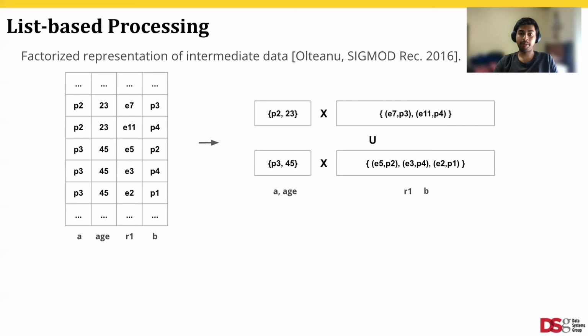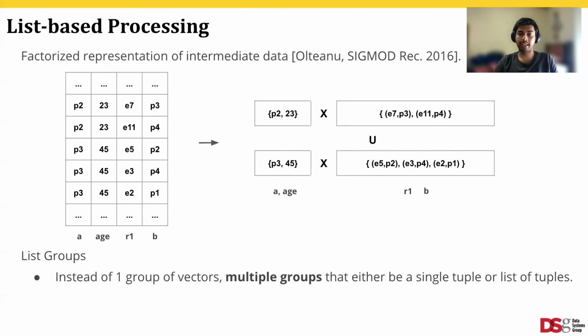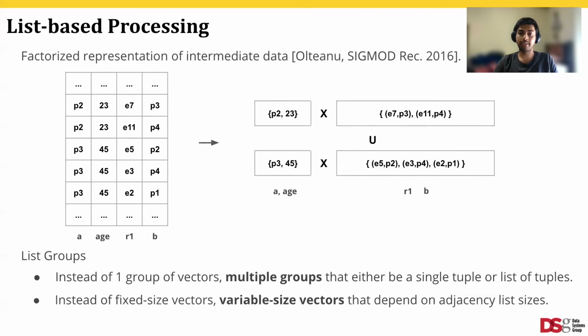Second, our implementation uses list groups. In our implementation, a single intermediate data chunk is made up of a number of list groups, which have three properties. First, a list group can be either a single tuple or a list of tuples. Second, the size of the list group is not fixed and takes the size of the adjacency list that it holds. And finally, the list groups do not materialize these adjacency lists and just hold a pointer to the relevant adjacency list in memory.